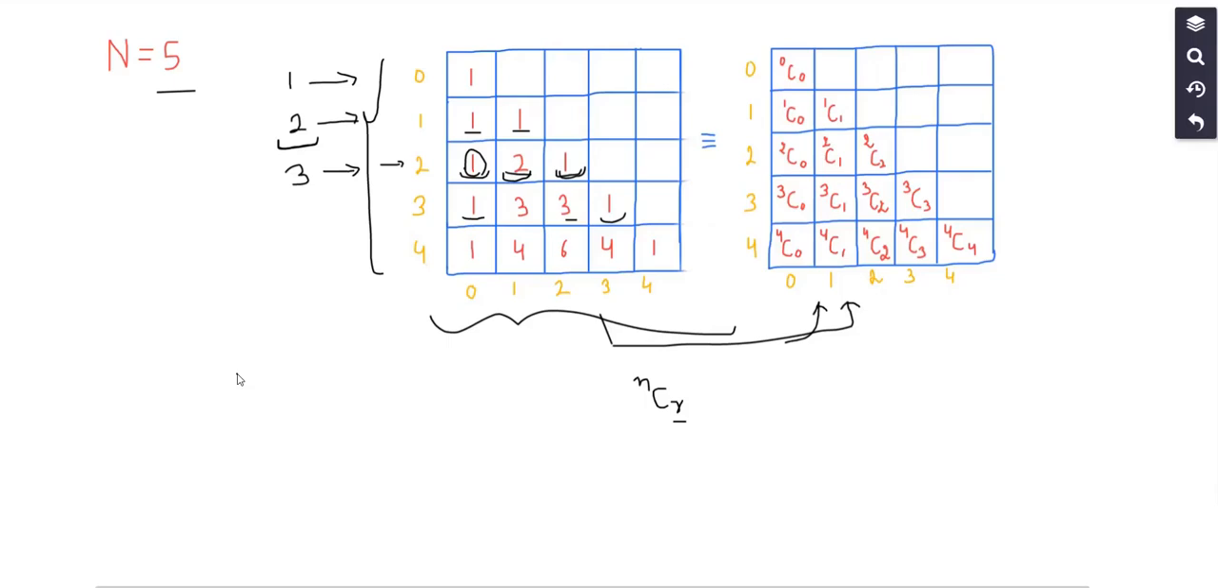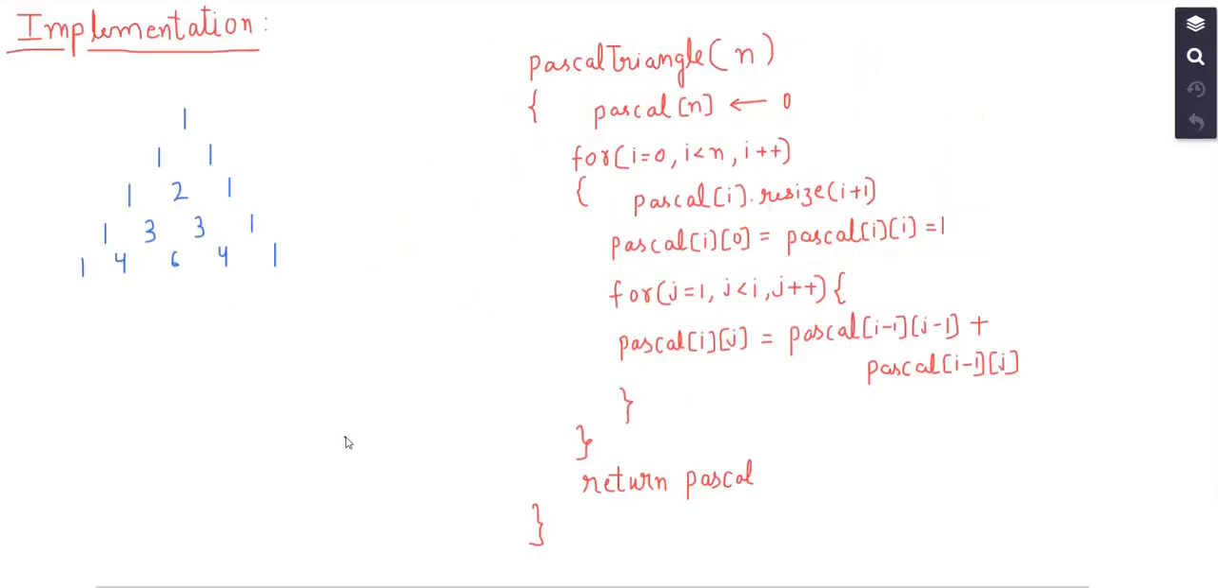So let's see how we can implement this in code. So this is the implementation. This is Pascal's triangle. This is a function which generates Pascal's triangle and returns it, and it takes in an integer n, which represents the number of rows which must be present in the Pascal's triangle. So we declare an array of dimensions n cross n.